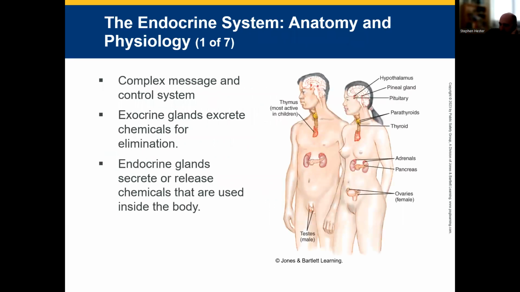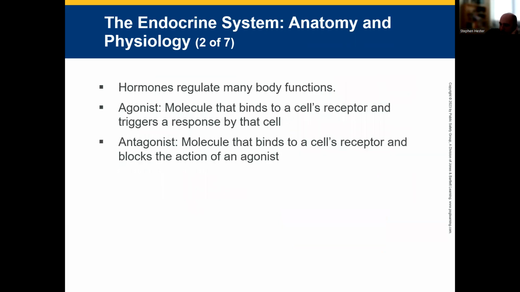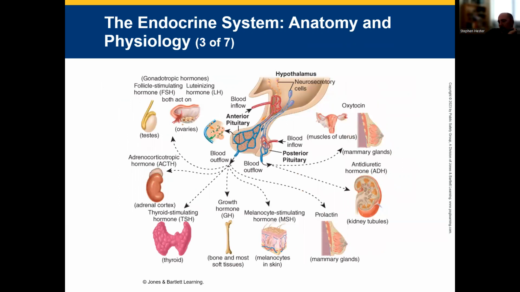All right, our endocrine system is the complex message control system. Our exocrine glands excrete chemicals for elimination, and our endocrine glands secrete and release chemicals that are used inside the body. So it releases hormones to regulate many body functions. An agonist is a molecule that binds to a cell's receptor and triggers a response by that cell, and an antagonist is a molecule that binds to a cell receptor and blocks the action of the agonist. All right, there are all the different hormones and where they can be released.